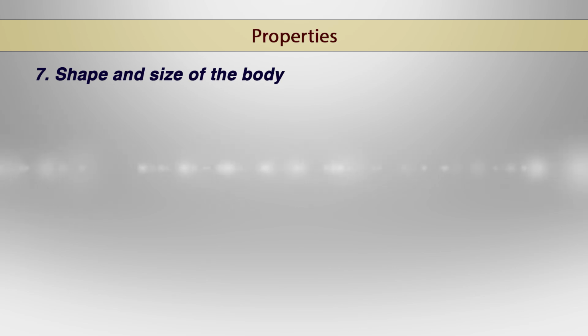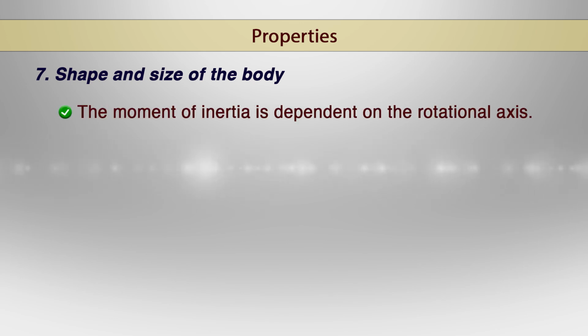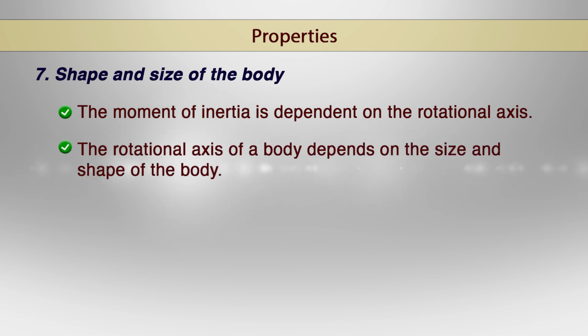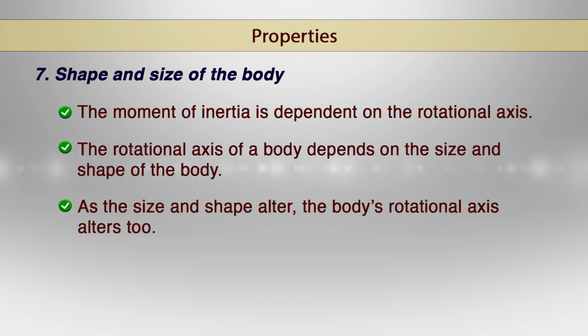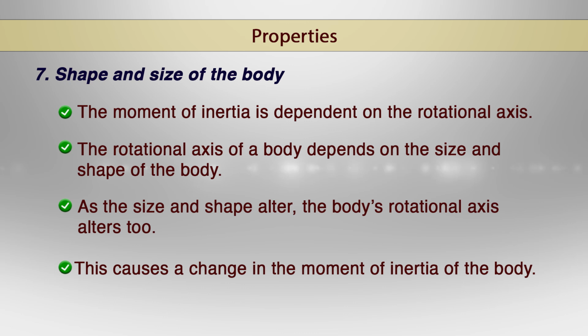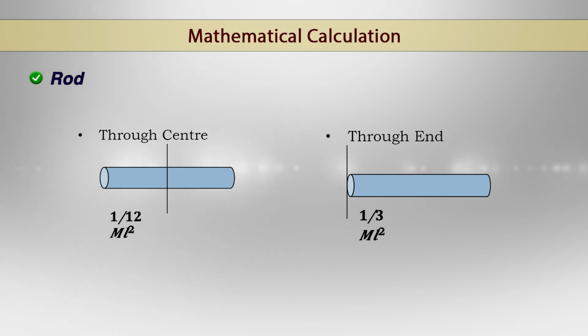Next property is the shape and size of the body. The moment of inertia is dependent on the rotational axis. The rotational axis of a body depends on the size and shape of the body. As the size and shape alter, the body's rotational axis also alters. This causes a change in the moment of inertia of the body. Let us now see how the moment of inertia changes with the choice of axis.